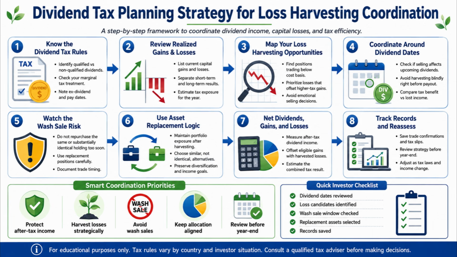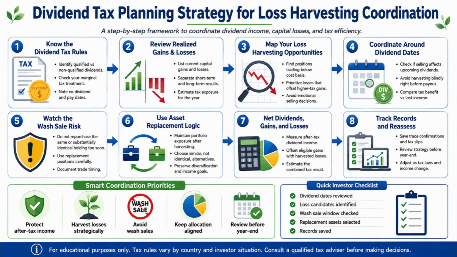Look for investments that are trading below your cost basis, then identify which losses could offset higher tax gains. However, avoid making emotional selling decisions only because a position is down. The loss should fit your overall strategy, not just reduce tax temporarily. Then, coordinate your plan around dividend dates.